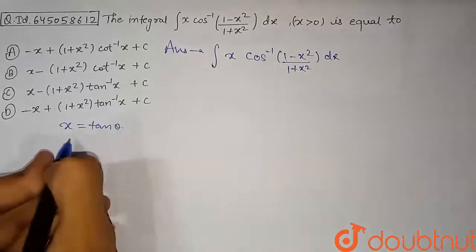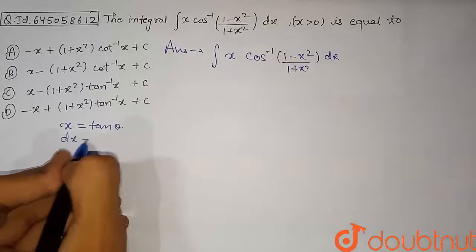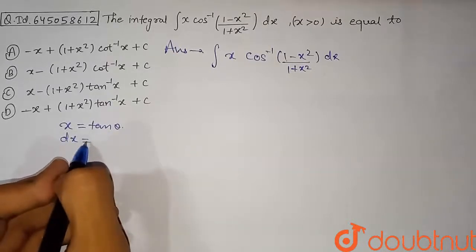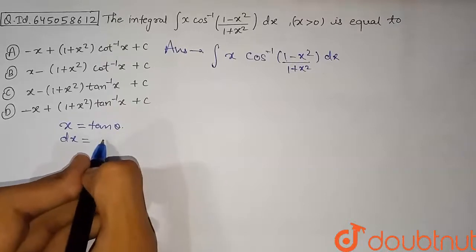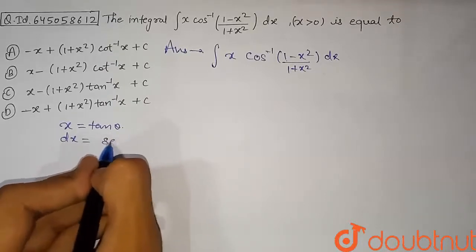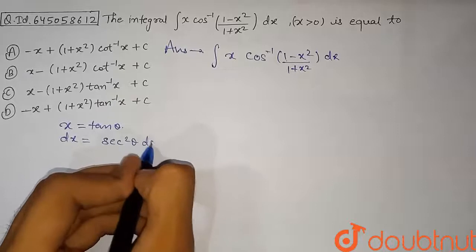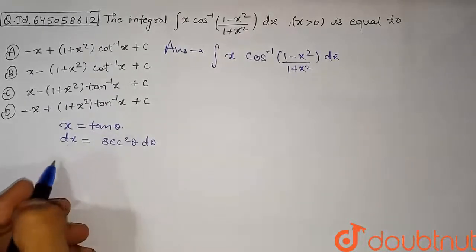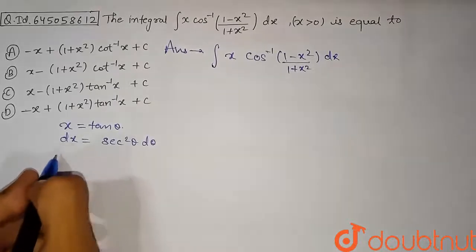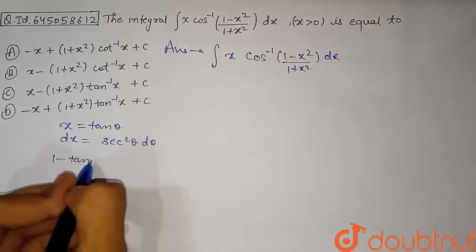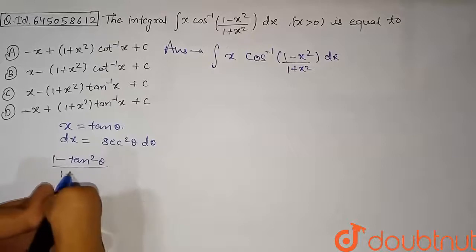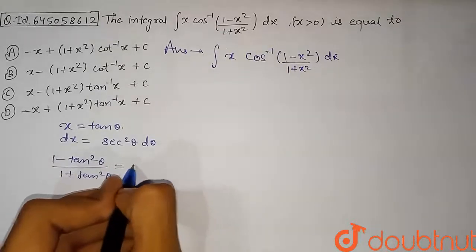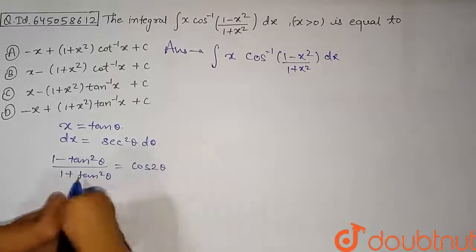From here we can say that dx will be equal to, differentiating this equation with respect to theta, the differentiation of tan theta, so it will be sec square theta d theta. So this is the value of dx. Let us recall the formula: 1 minus tan square theta divided by 1 plus tan square theta is equal to cos 2 theta. So this is the formula of cos 2 theta.